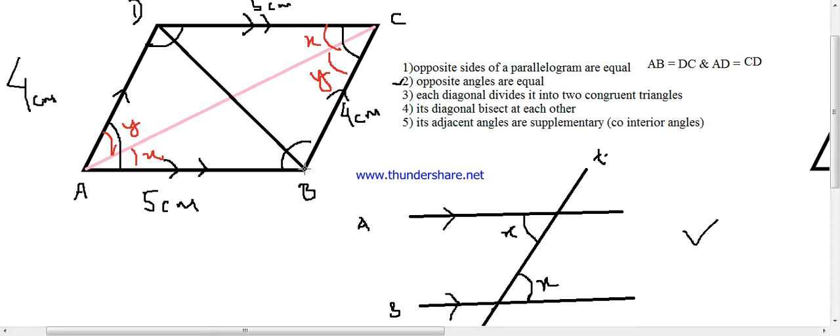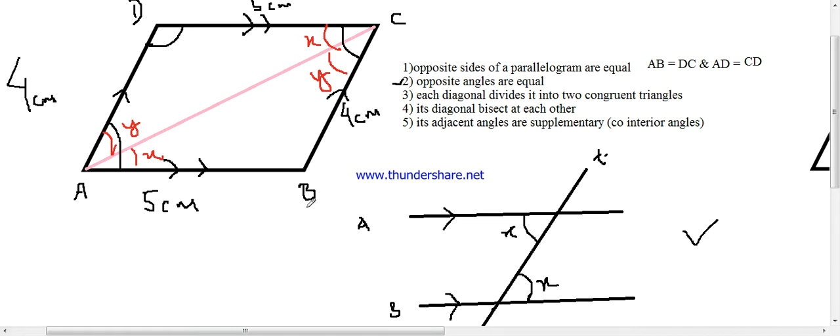See over here again, if you draw a diagonal over here, if this is X, then this is also X. If this is P, then this is also P. If this is S, then this is also S over here, because they are interior alternate angles. Opposite angles are equal, but adjacent are not equal. Angle A is not equal to angle D. Alright, thank you. You have understood this.